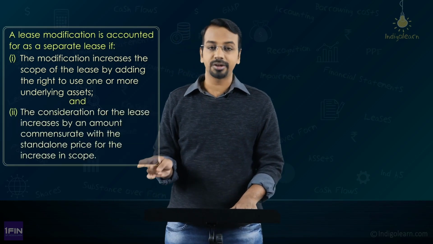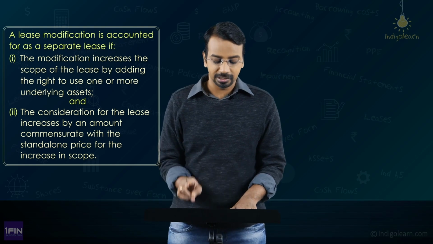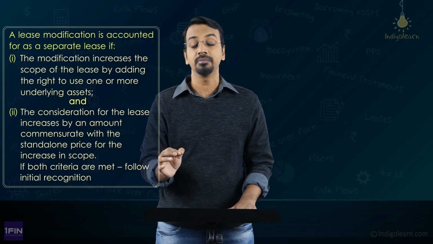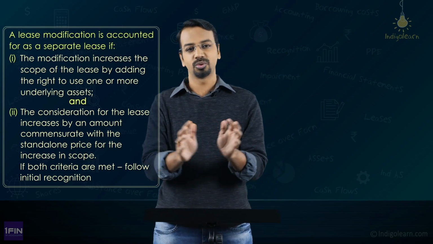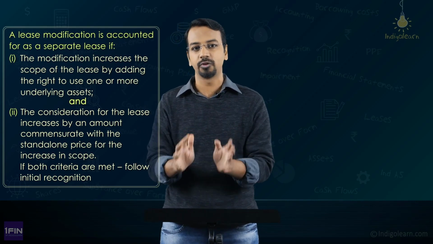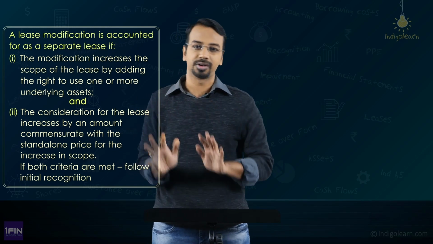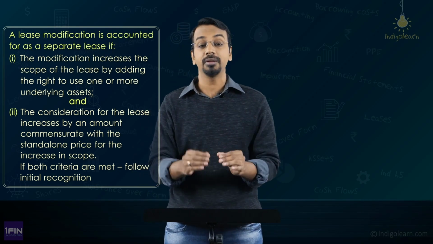And the consideration for the lease increases by an amount commensurate with the standalone price for the increase in scope. If both of these conditions are satisfied, then the lease modification is treated as a separate lease. So, there is no complexity in accounting. You will consider it as a separate right of use asset for the second floor, a separate lease liability, a separate discount rate, and you will do the accounting accordingly.